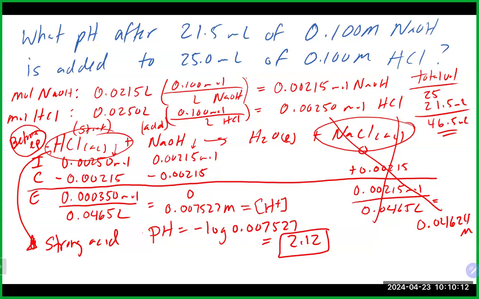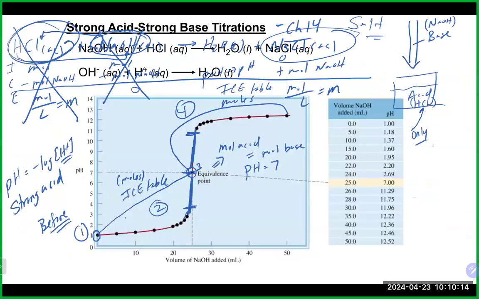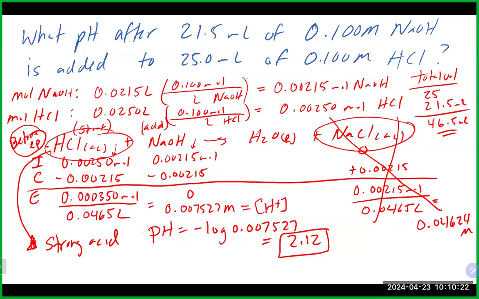Let's see how we did. This was the titration we were looking at. We're at 21.5, which is right there between those two numbers. 2.12, that fits. That's nice. Didn't screw up too much. Any questions on that?